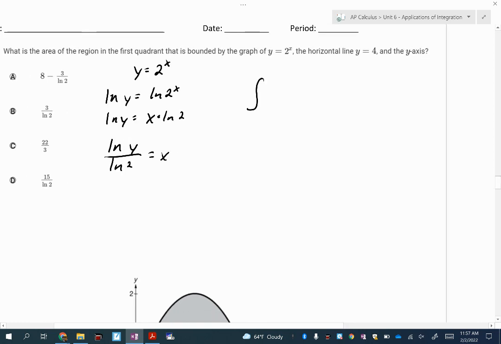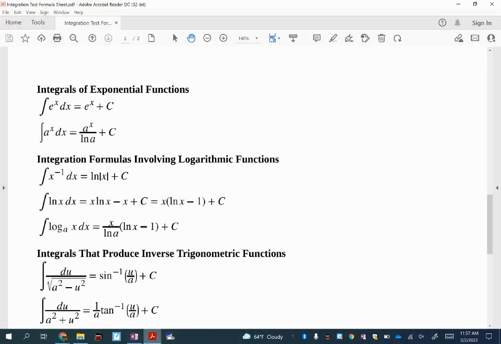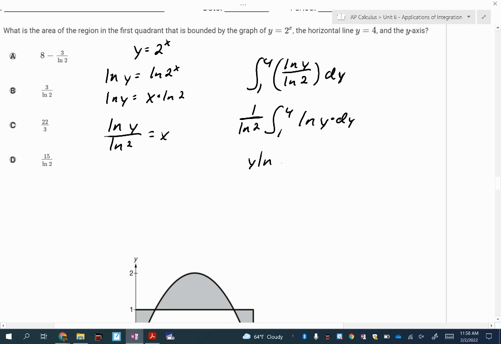So my integral, I think my y values were 1 to 4. Yes, so the integral from 1 to 4 of the natural log of y over the natural log of 2 dy. All right, now the natural log of 2 is actually just a constant, but it's in the denominator. So when I pull that out, I'm going to put 1 over the natural log of 2 times the natural log of y dy. All right, and if you look at your formula sheet, the integral of the natural log of whatever your variable is, your argument, is going to be that variable times the natural log of that variable minus that variable. So it's y times the natural log of y minus y, evaluated at 4 and 1.